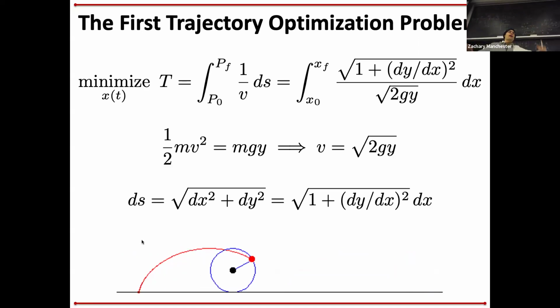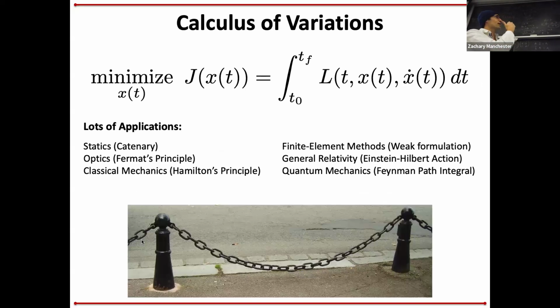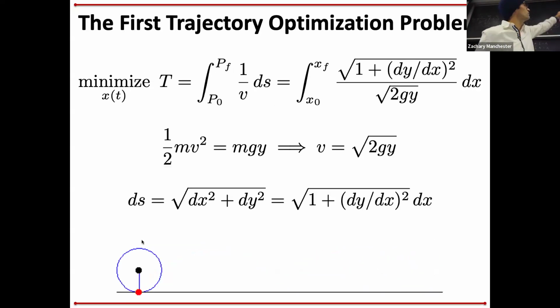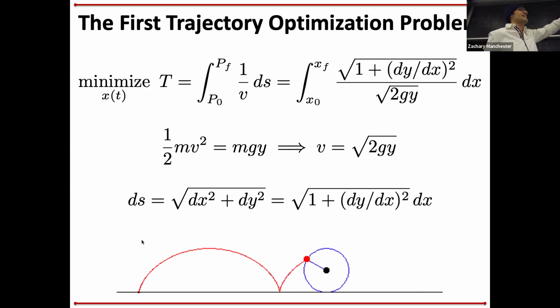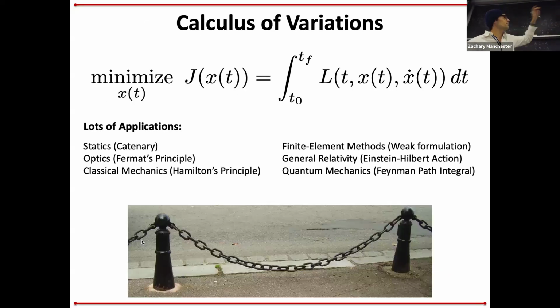That is the optimal shape of a ramp. So, get the ball down the ramp the fastest. Fun fact, that's how you do it. But the general topic of how you minimize this cost function inside an integral is this calculus of variations idea. That's what it looks like.